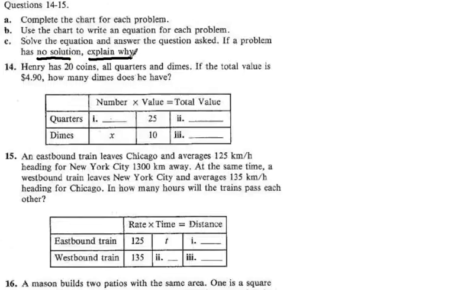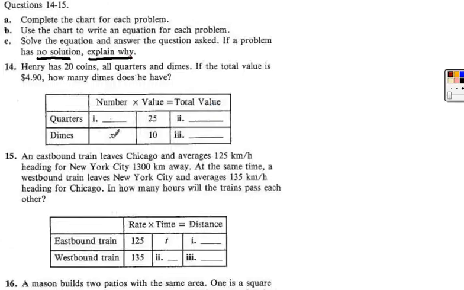So is it possible that we get problems that have no solution? Yes. All right. So Henry has 20 coins, all quarters and dimes. If the total value is 490, how many dimes does he have? All right. So the first thing is we have this table and it says that the number of coins times the value of each coin is the total value.